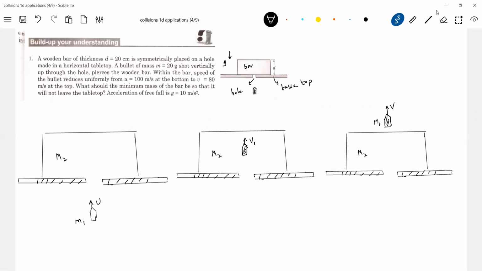And there is a spelling. Within the bar, speed of the bullet reduces uniformly. Uniformly means there will be uniform retardation. Why do we get that retardation, A1? Because of the force acting on the bullet in this direction. And similarly, the force on the bar will act in this direction.